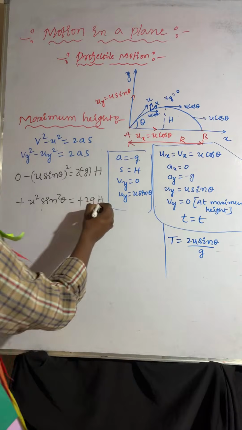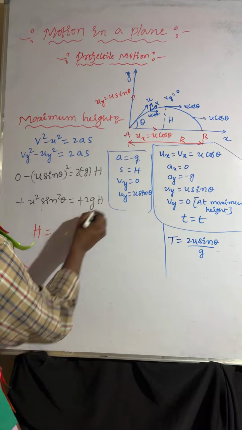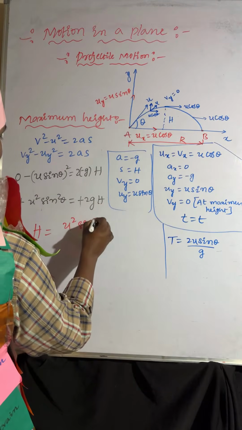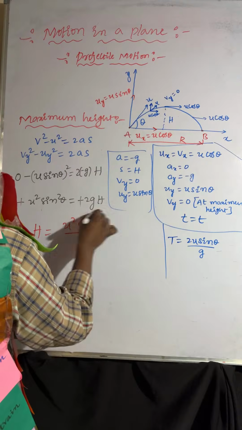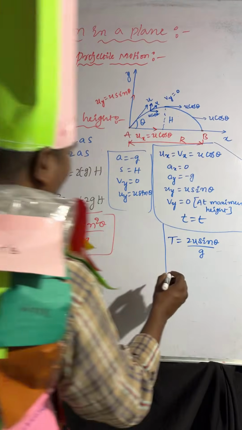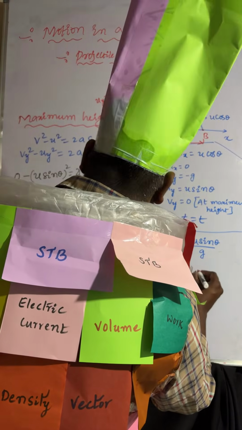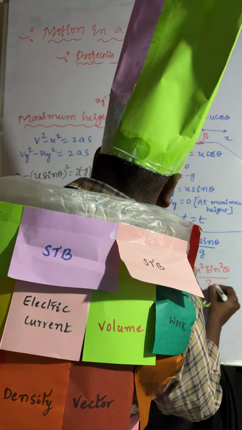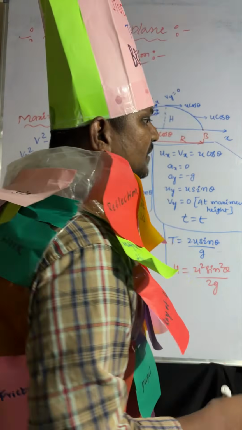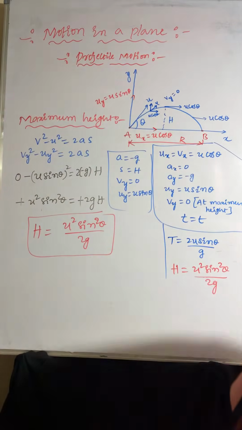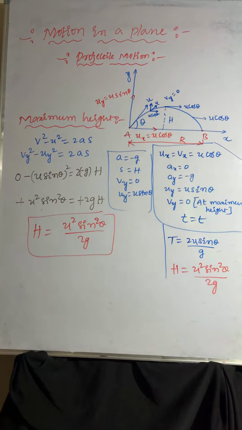Then the final formula. Maximum height equals u square sin square theta by 2g. So this is the maximum height formula: H equals u square sin square theta by 2g. I hope it is very clear. Yes or no? Now we will discuss horizontal range.